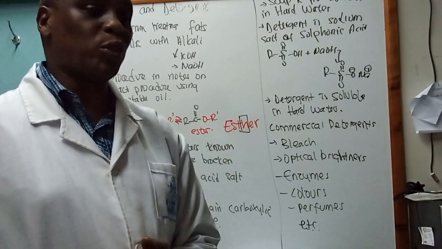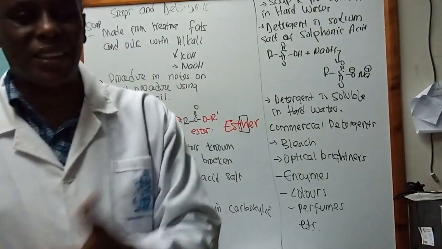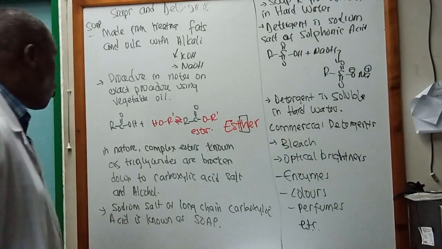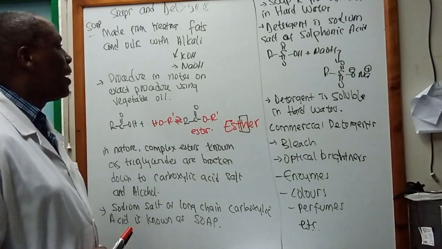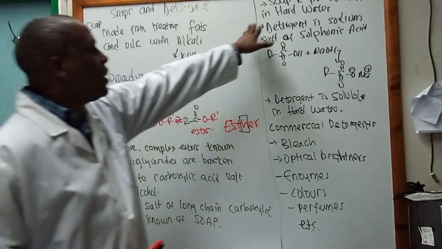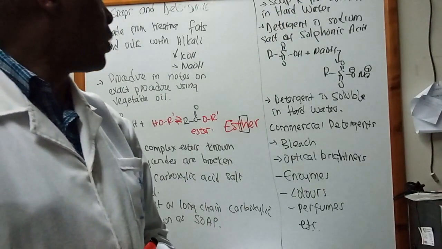Scientists have also been able to produce a potassium salt. So you can have a potassium or a sodium salt of a long chain carboxylic acid, which I'm going to be calling soap. And as I mentioned here, soap is not soluble in hard water.